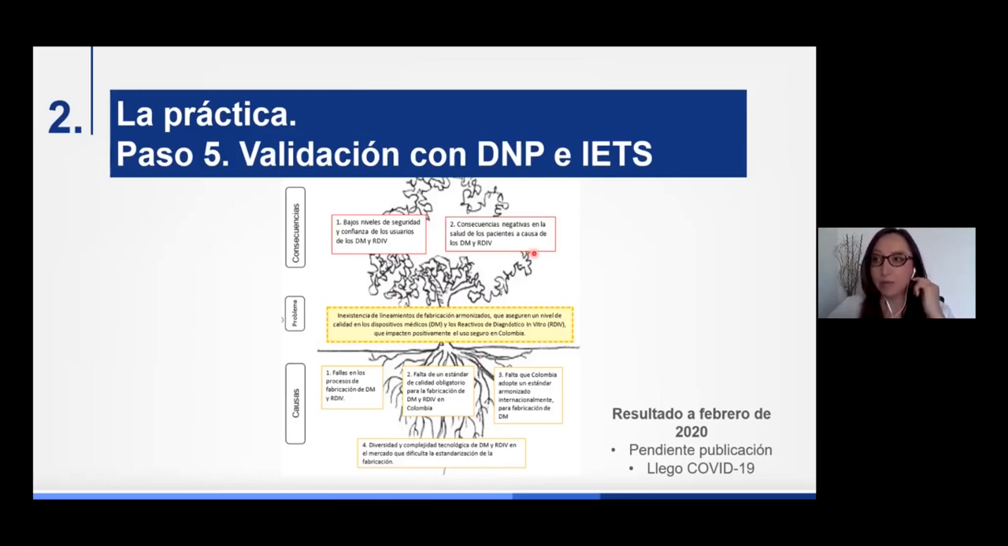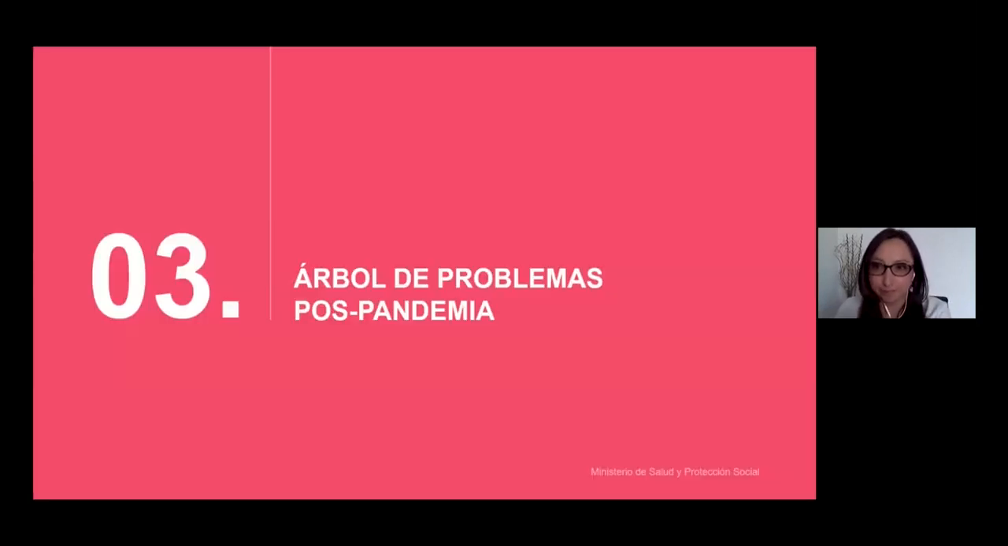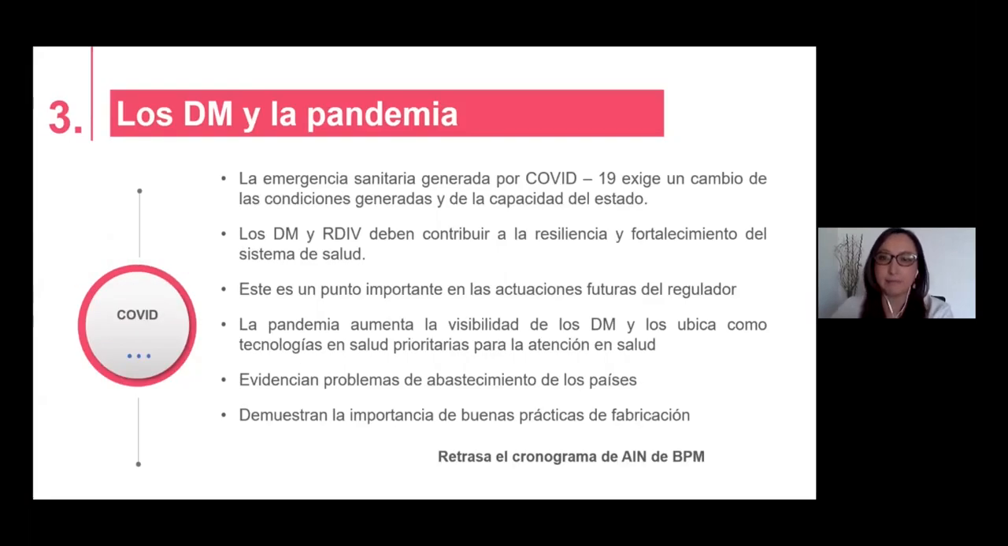We had the opportunity of publishing it, but at that time, COVID-19 arrived in March 2020 and it changed everything. It also changed the perspective that we had for medical devices. And what we have now is our third point, which is a post-pandemic problem tree. The pandemic brought learnings to all of us in terms of our health system, and some of them impacted our work with the problem tree.